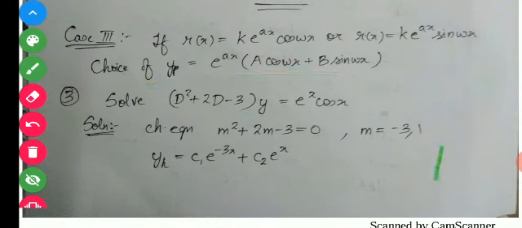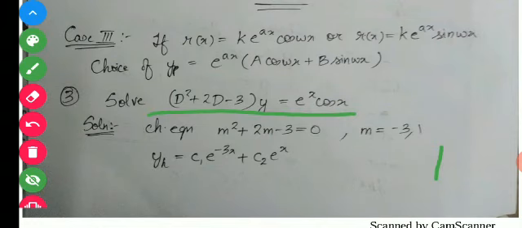The question is d square plus 2d minus 3 operating on y is equal to e raised to x cos x. This is actually y double dash plus 2y dash minus 3y equal to e raised to x into cos x. First we will just find the corresponding yh, that is the solution of the corresponding homogeneous equation.